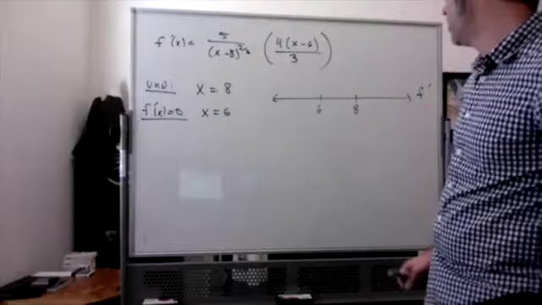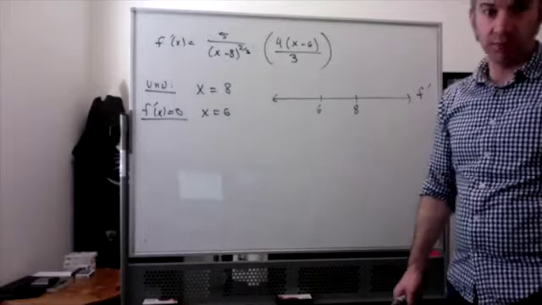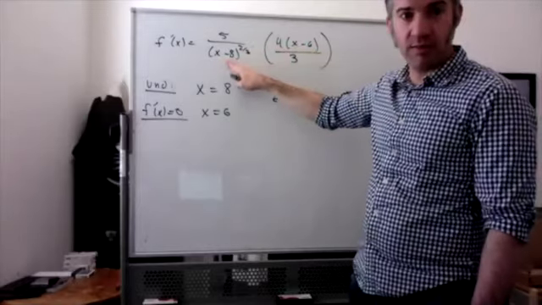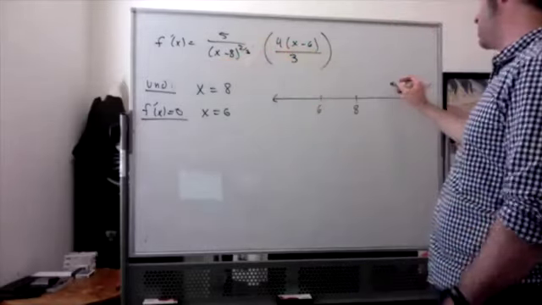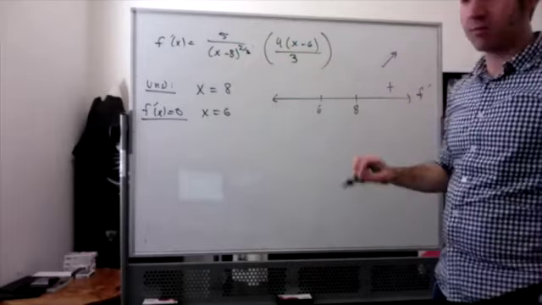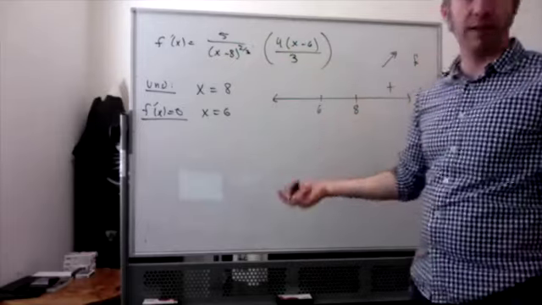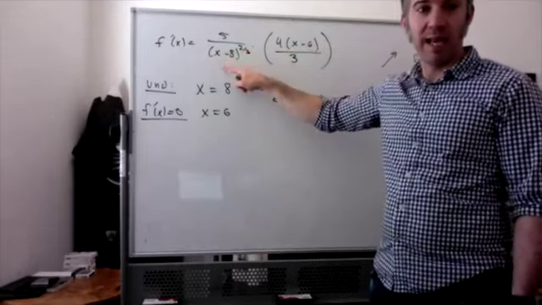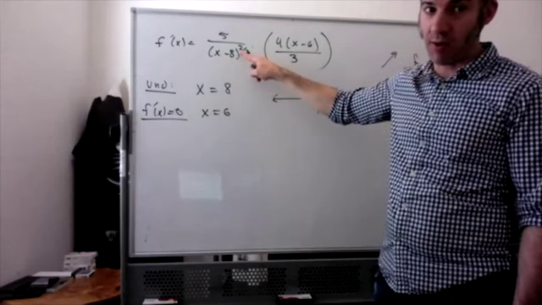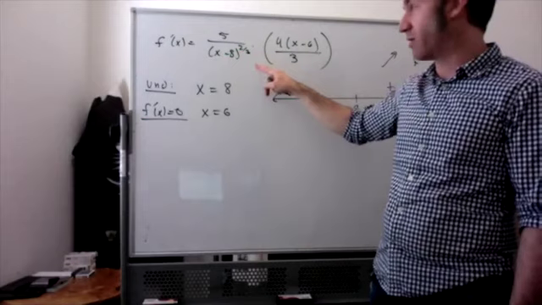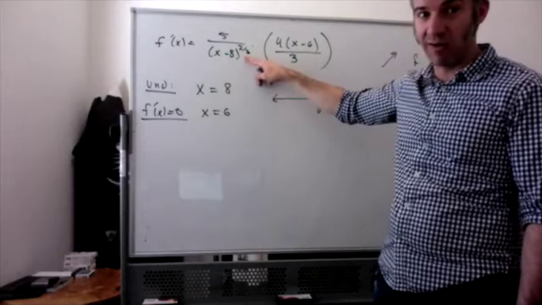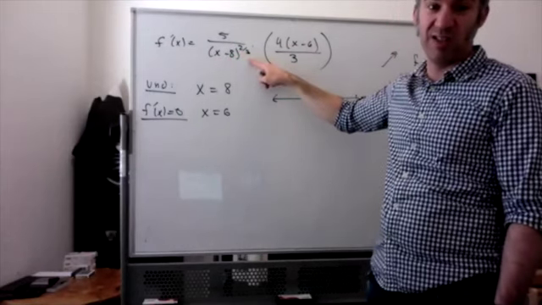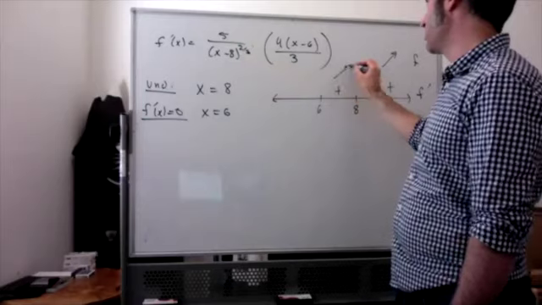Okay, so pick a number bigger than 8. 20. 4 times 20 minus 6, positive. 20 minus 8, positive. The whole thing is positive, so the function's increasing. Between 6 and 8, we're going to pick 7. 7 minus 6, positive. 7 minus 8 is negative, but a negative thing to an even power, even divided by an odd power, right? If your fractional power has an even numerator, it's going to end up making it positive. Negative 1 squared is 1, and the cube root of 1 is still 1. So it's still positive, which means it's increasing there.